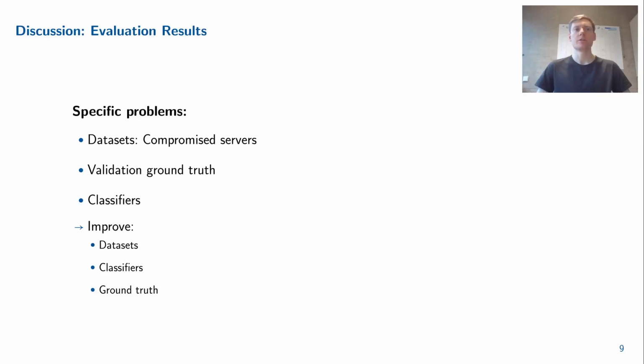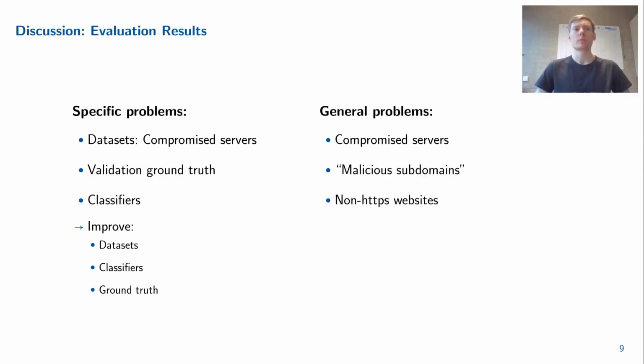In addition to these specific problems, we also note a number of problems that are inherent to the classification of CT log data in general. Here, the first problem is again the classification of phishing websites hosted on compromised infrastructure. As mentioned before, it's unlikely that these websites can be generally detected by CT log analysis at all.